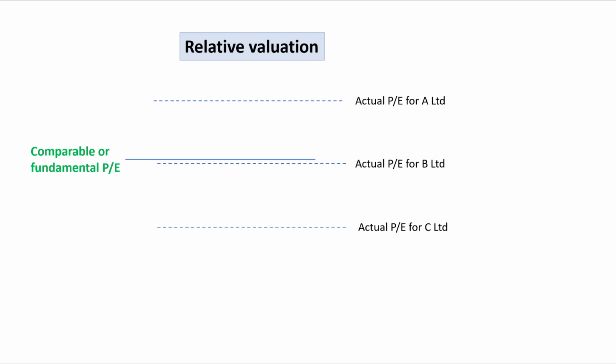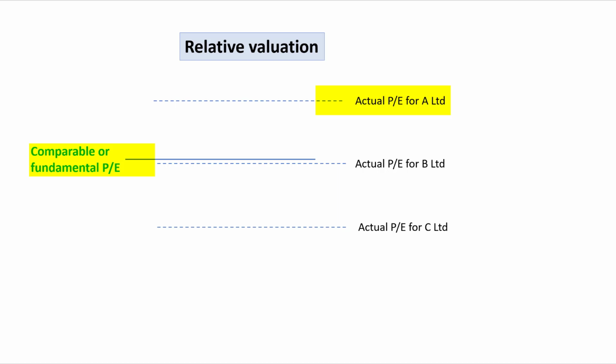In the previous video, I discussed the differences in relative valuation and intrinsic valuation. Let us revisit those principles in the context of relative valuation using a PE multiple. Starting with Company A Limited, we have calculated its actual PE using its current market price divided by normalized earnings, either trailing or forward, and we also have calculated the comparable or fundamental PE multiple.